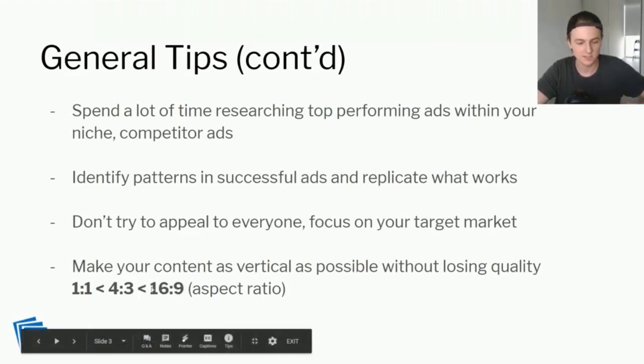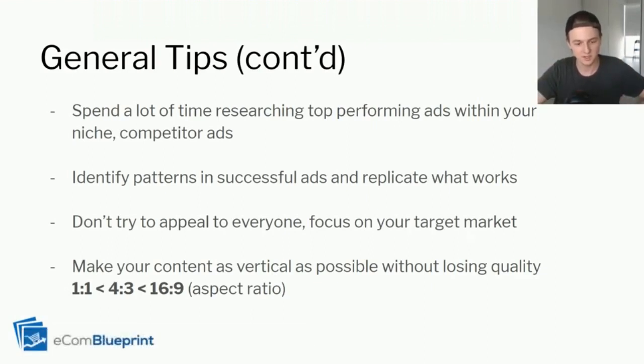And so if you can't do 16:9, you can try 4:3. This is like semi-vertical almost. And then if you don't have good enough content to do either of those, then you can just stick to a 1:1 ratio. This is the lowest that you want to be, a square video. You don't want to do a YouTube video format for Facebook ads. It doesn't work well. And so those are the general tips.